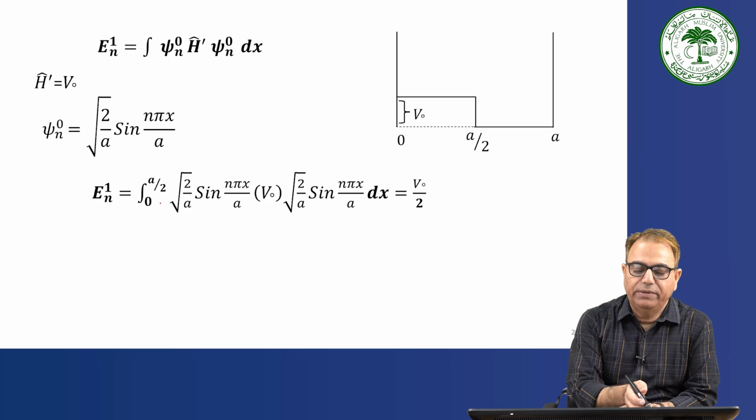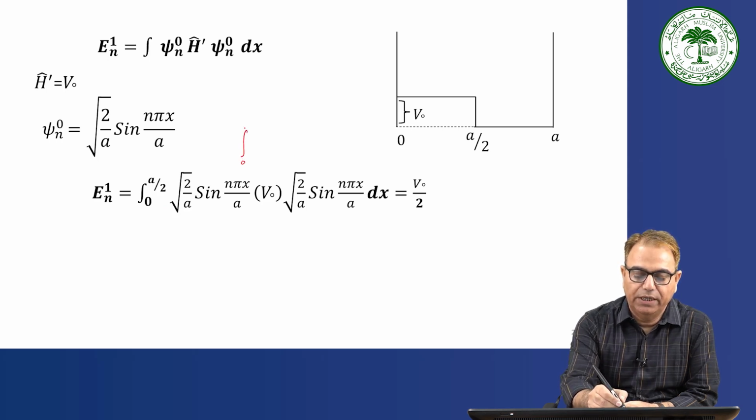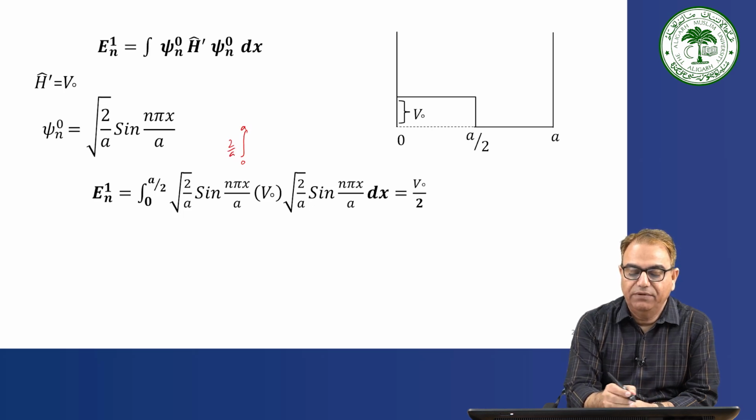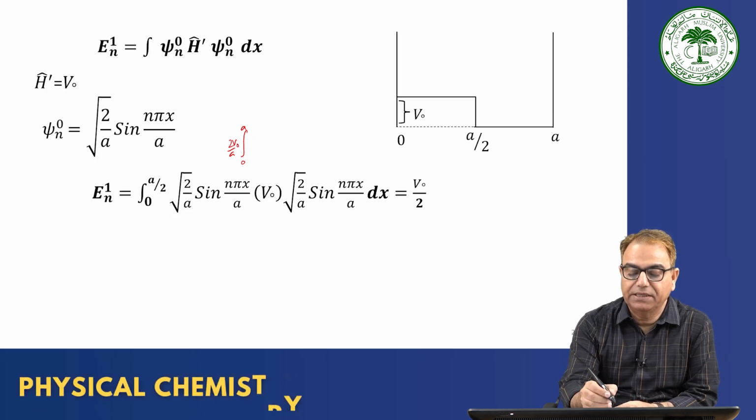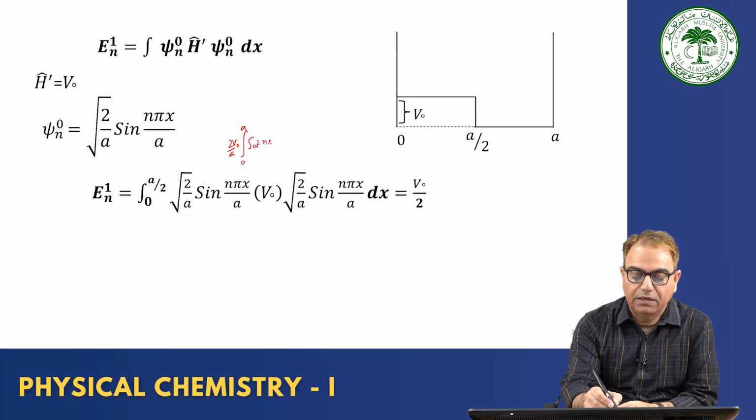Root 2 by a and root 2 by a will be outside the integral, so it will be 0 to a 2 divided by a. Then you have V naught, which is also a constant, so we bring V naught also outside, and then you calculate the integral: sin n pi x divided by a, sin n pi x divided by a. So it will be sin square n pi x by a into dx, from 0 to a by 2.